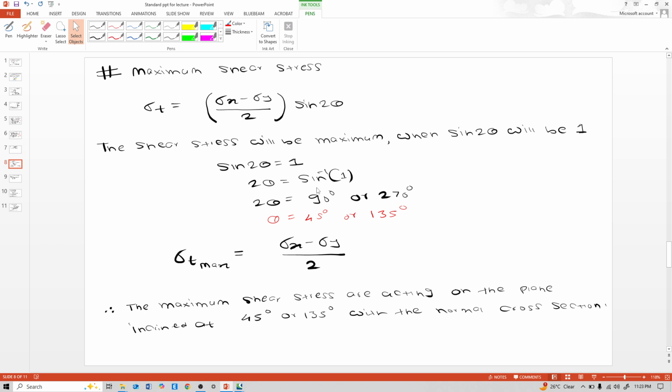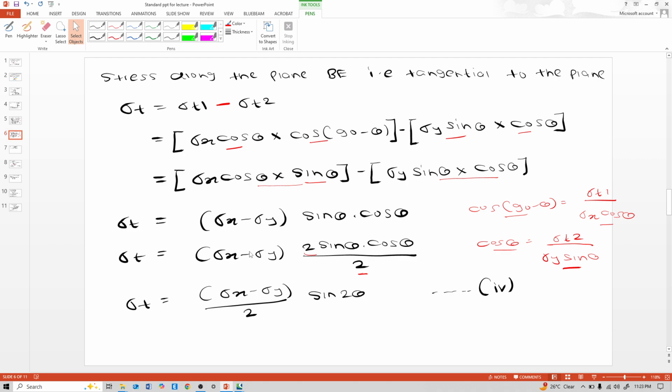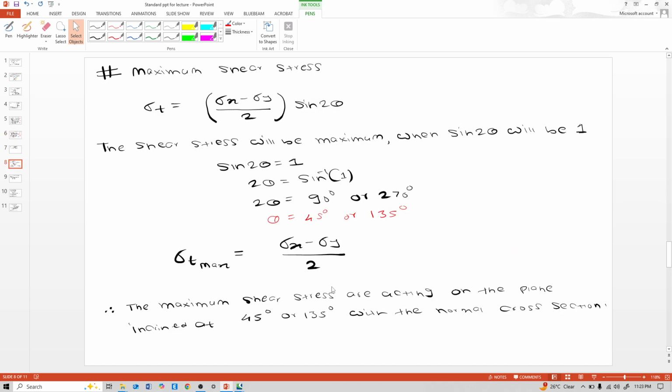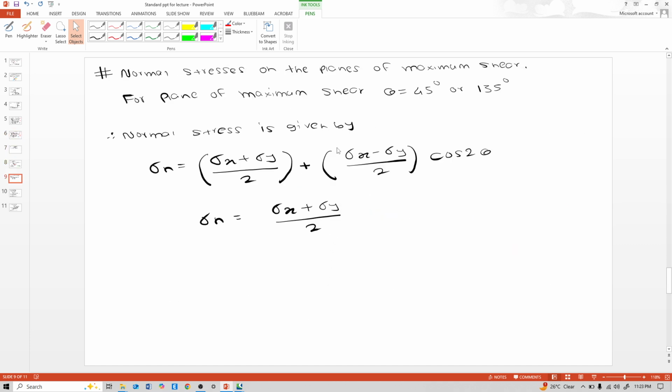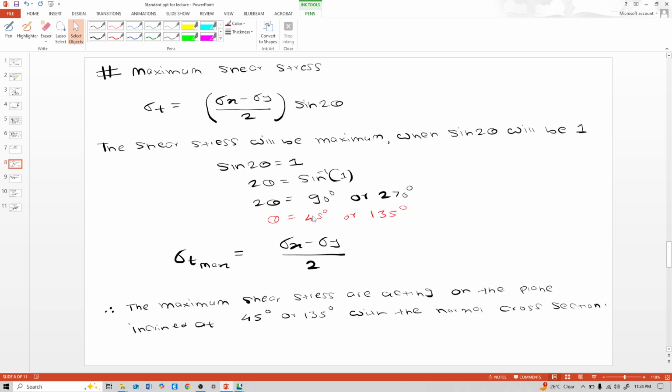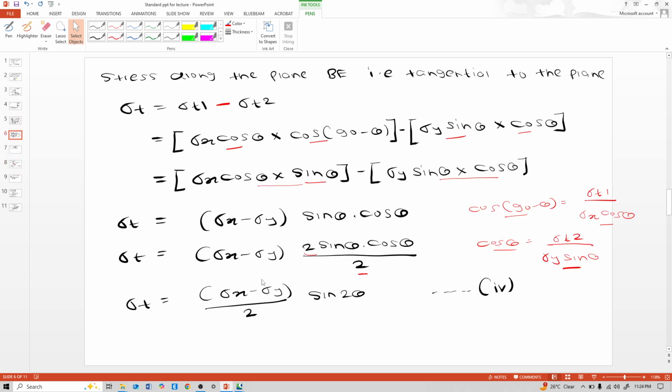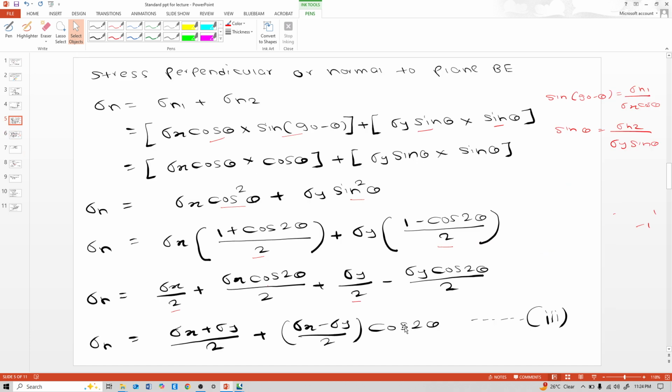Maximum shear stress occurs when theta is equal to 45 degree or 135 degree, and the maximum shear stress or tangential stress is sigma x minus sigma y upon 2. The sin 2 theta term becomes 1 when there is maximum tangential stress. When theta is equal to 45 degree or 135 degree, the normal stress is sigma n equal to sigma x plus sigma y upon 2, because the cos 2 theta term is 0.